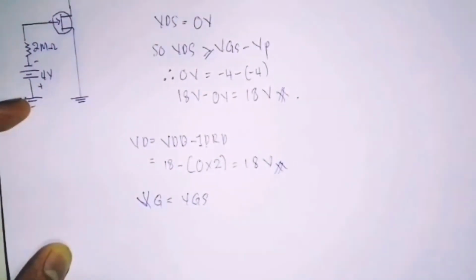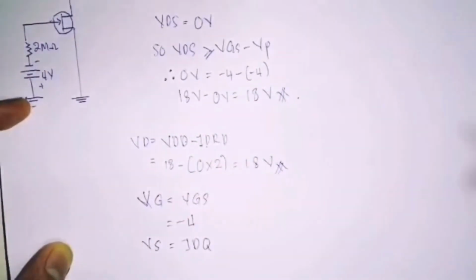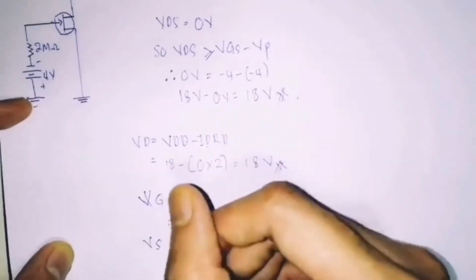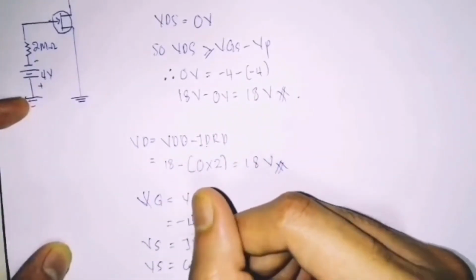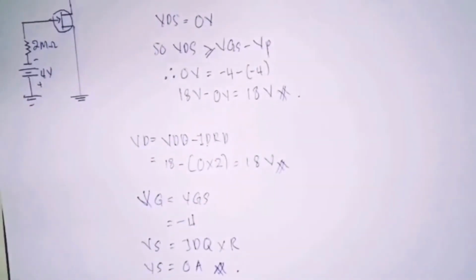Okay, I will show how to find the VG. We know that VG equal to VGS, so it's equal to negative 4. Okay, VS equal IDQ times RS. So we know that the ID is 0, so the answer of VS is 0 volt.